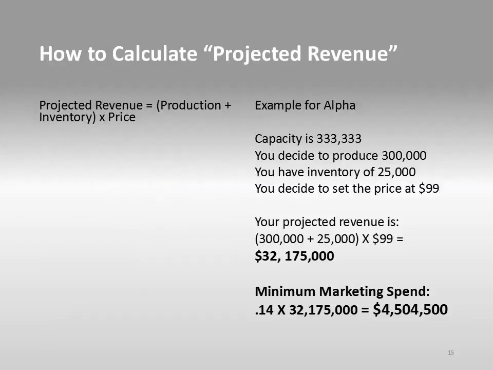So your projected revenue is $32,175,000. Take 14% of that, and your minimum market spend is $4,504,500.